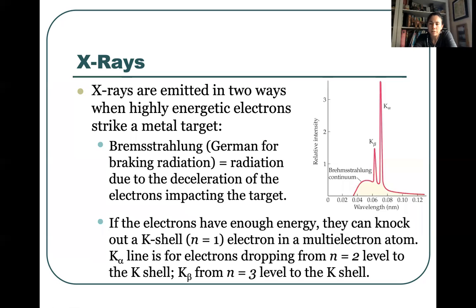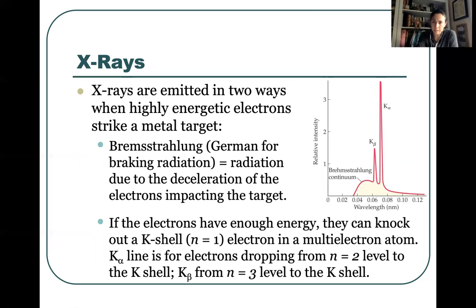They actually are generated due to two different phenomena. So one is Bremsstrahlung, which is from the German meaning braking radiation. The idea is that as the electrons hit the target, they're going to start decelerating, and as they decelerate, they're going to radiate, but this is going to be a continuum. This is due to this deceleration, and you get this curve here, which is our Bremsstrahlung continuum of X-rays that are being generated.